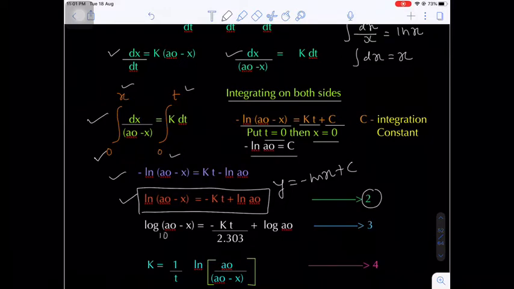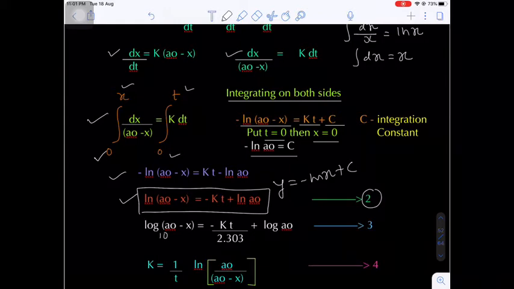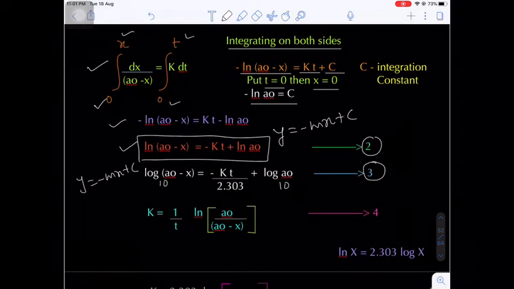Now this natural logarithm will be converted to base 10, so we have to multiply with 2.303. On both sides there is a natural logarithm, so remove the logarithm base e and convert into base 10 by multiplying with 2.303, and then divided by 2.303, you will get log of a naught minus x equal to minus kt divided by 2.303 plus log of a naught. So this will be the equation number 3 which we have to remember. It is also in the form of y is equal to minus mx plus c. This is very important.